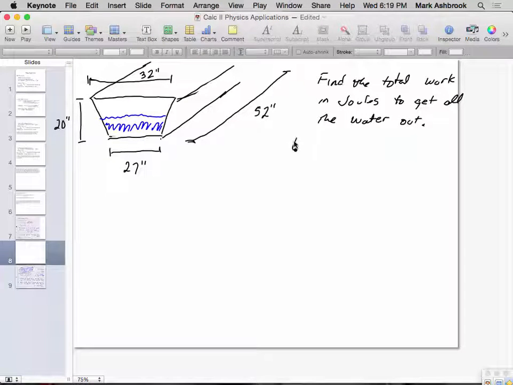And what did we say? The weight density of water is 64 pounds per foot cubed. So we said last time? 62.5.